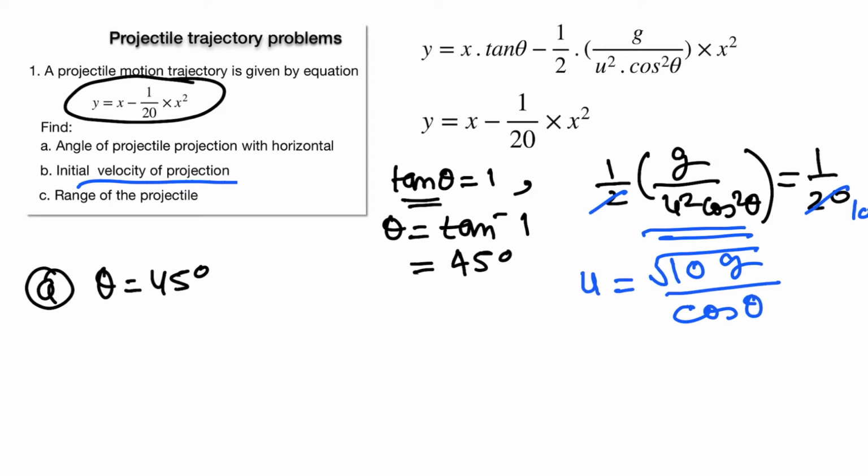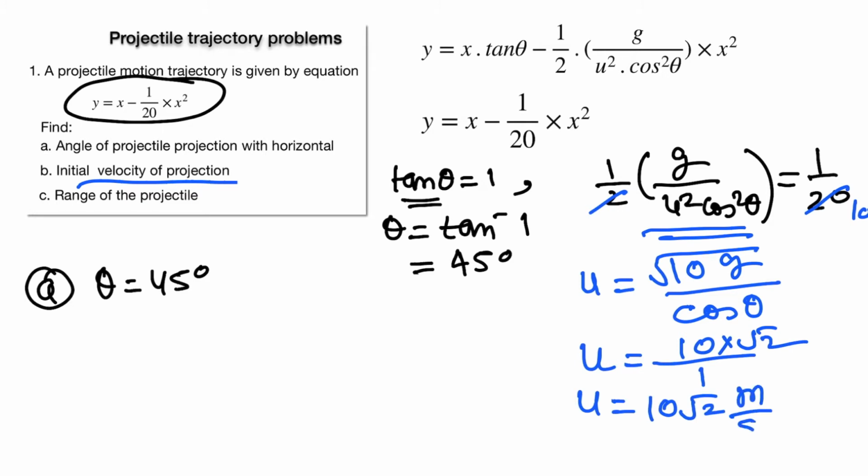So here if we take the value of g as 10, u will be equal to 10 divided by cos 45. Cos 45 is 1 by root 2, so this will be multiplied by root 2. So u will be equal to 10 root 2 meter per second. So the initial velocity of projection, which is the answer to part B, is u equal to 10 root 2 meter per second.